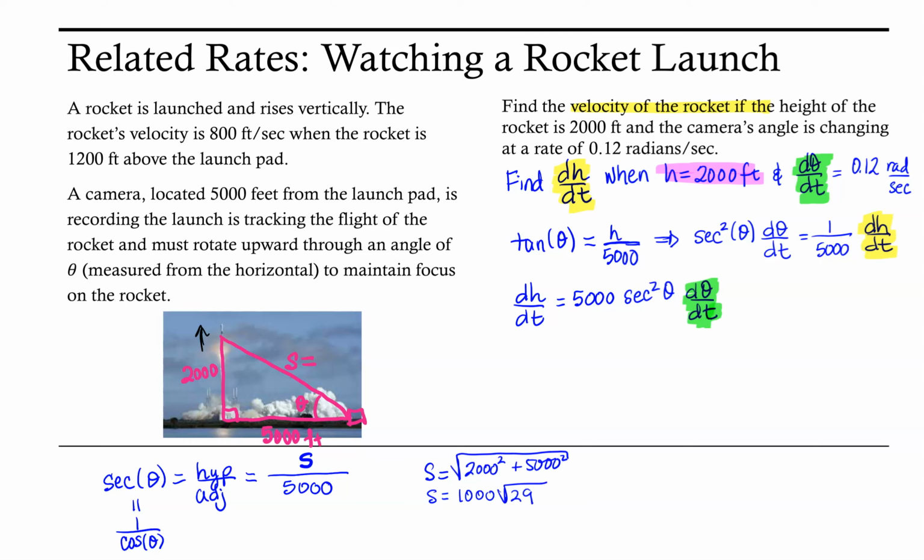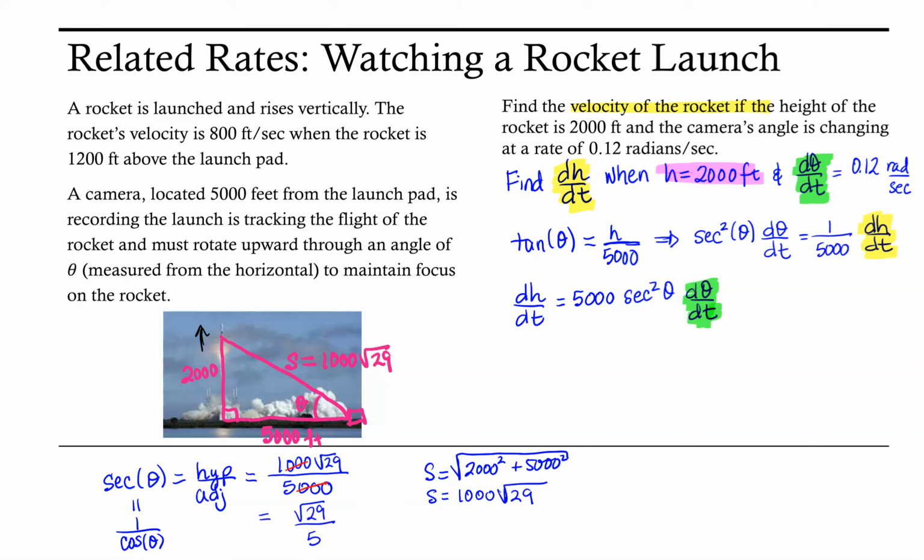So updating my diagram here as 1,000 times the square root of 29, that means that my secant ratio is equal to 1,000 times the square root of 29 over 5,000. And notice that the 1,000 and the 5,000 can be simplified to 1/5 by dividing both by 1,000. So our secant ratio is equal to the square root of 29 over 5.